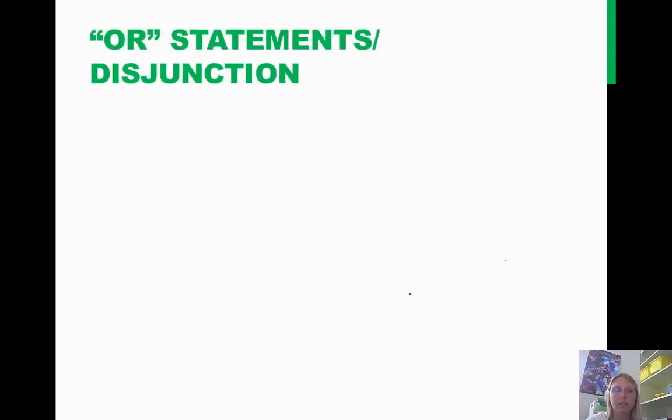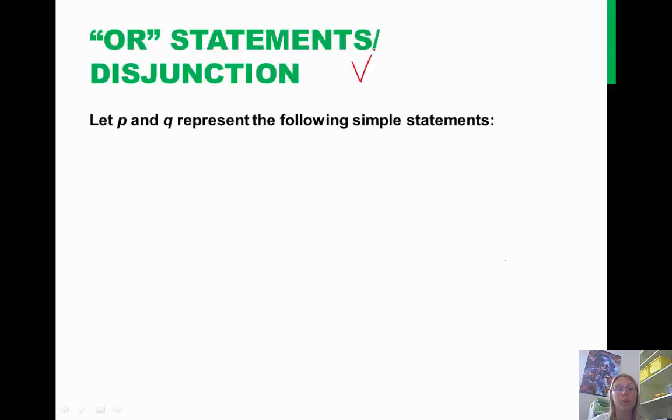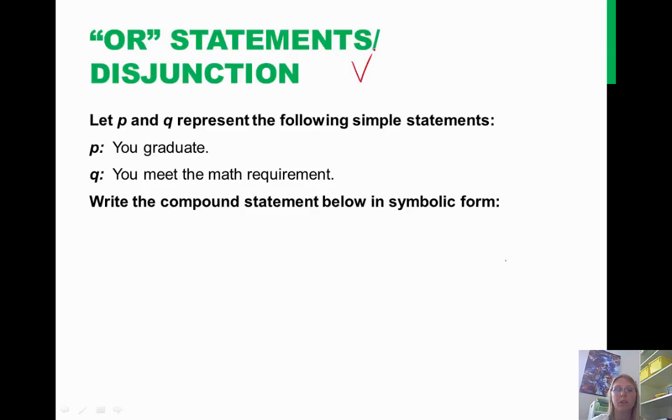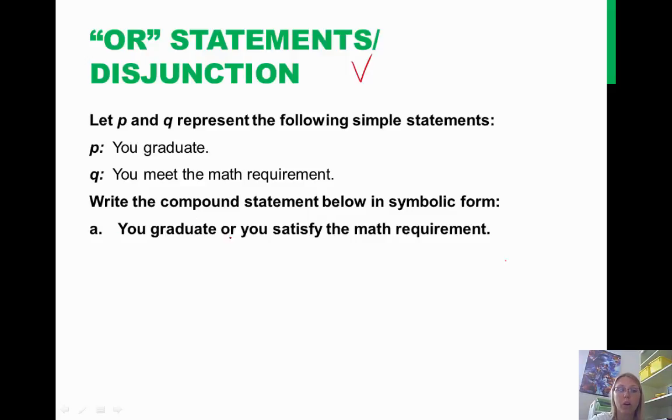The or statement. This is a disjunction. Usually it uses this symbol, like I showed you in the first screen. Let P and Q represent the following simple statements. P, you graduate. Q, you meet the math requirement. So let's write the following in symbolic form. You graduate or you satisfy the math requirement. This is part of the P that we saw up above, so I'm going to put P here. We have or. You satisfy the math requirement is Q. So it's P or Q.